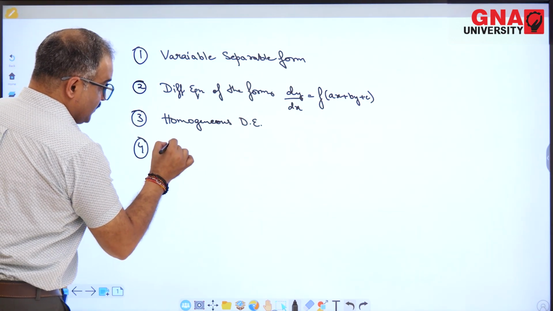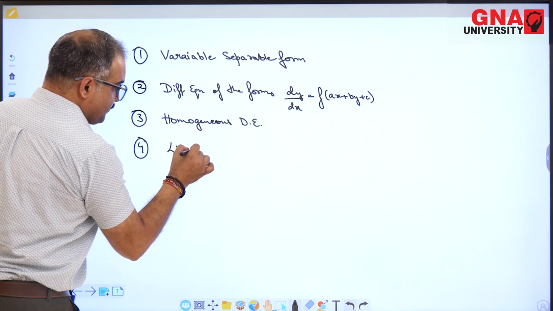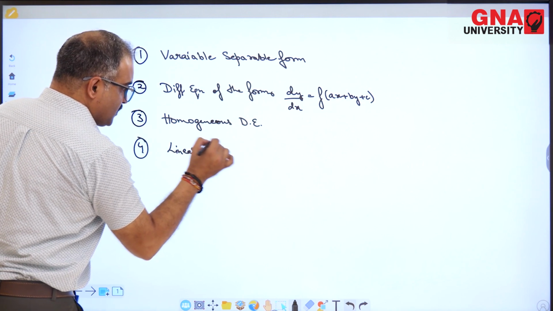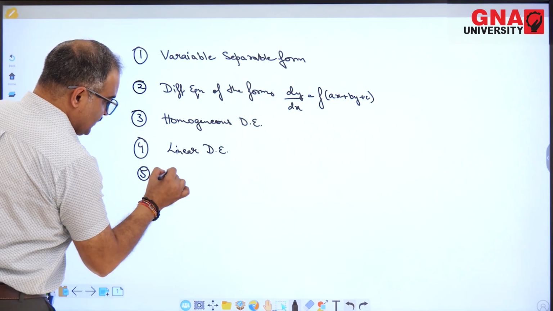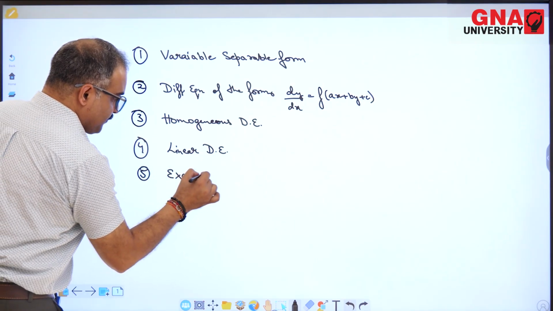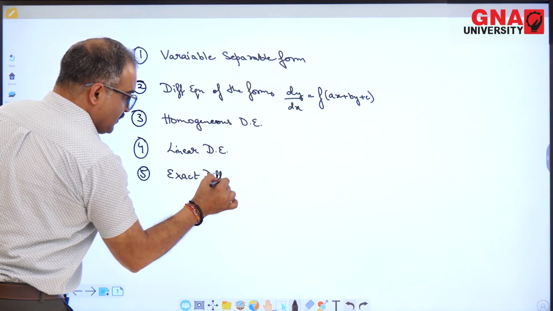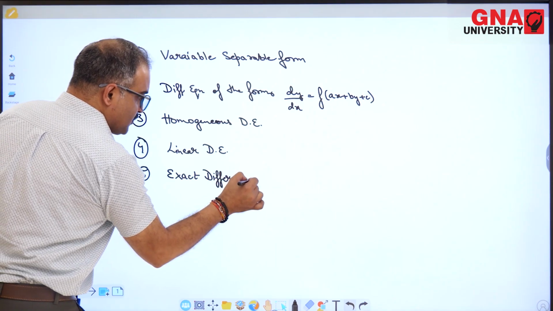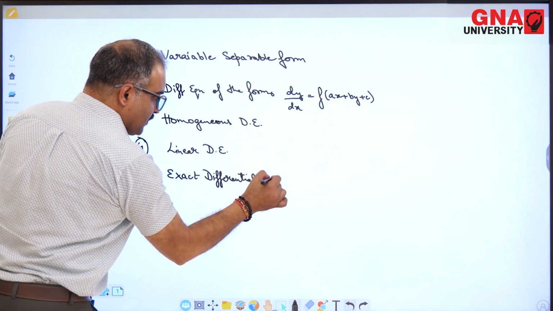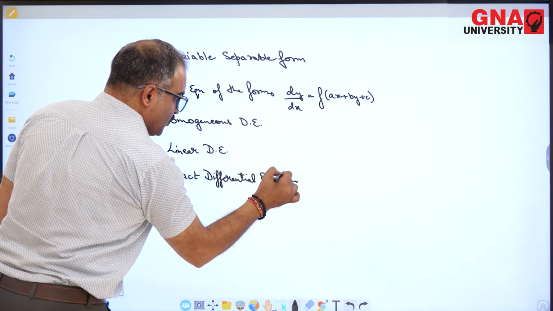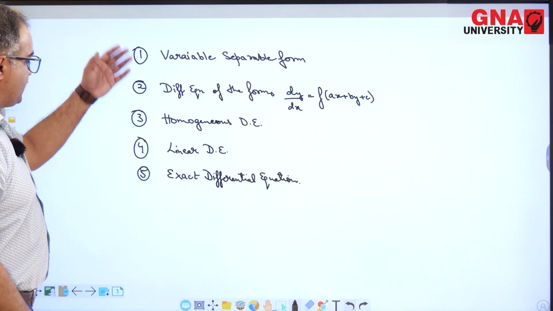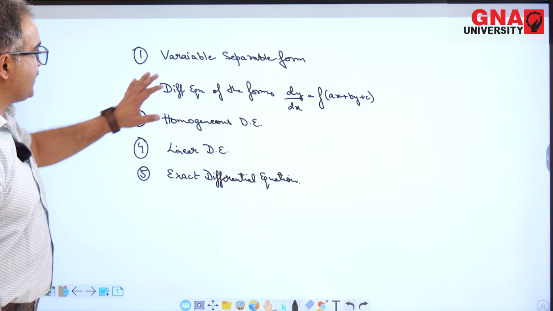Fourth one is linear differential equation, and the fifth one is exact differential equation. So now we will be discussing each of them one by one, starting with the variable separable form.